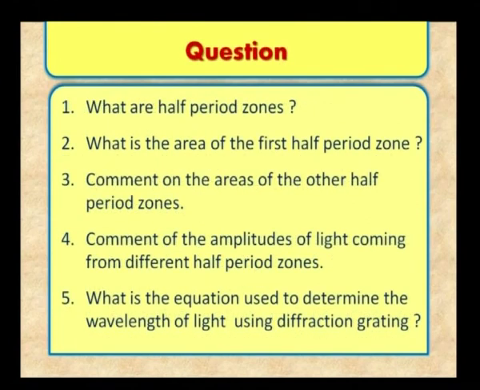The questions are: what are half period zones? What is the area of the first half period zone? Comment on the areas of the other half period zones. Next one, comment on the amplitude of light coming from the different half period zones. What is the equation which is used to determine the wavelengths of the different lines using the plane diffraction grating?